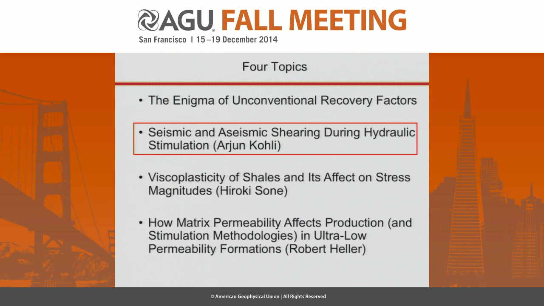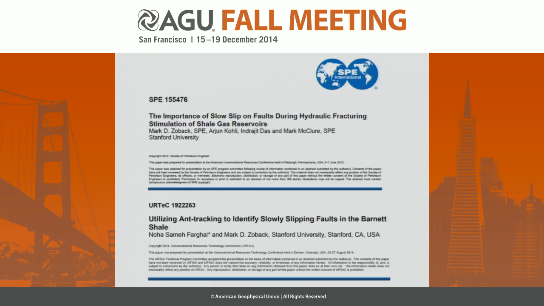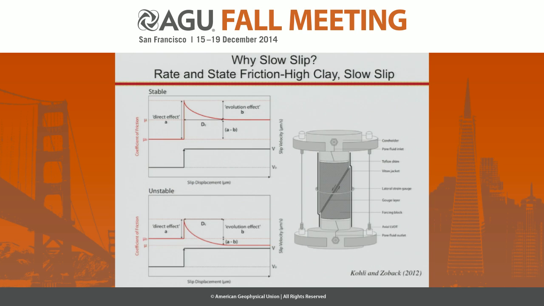So let's talk about seismic and aseismic shearing during hydraulic fracturing. And we've been talking about this for a few years, and we've put a couple of papers in sort of petroleum meetings related to it. And you can basically understand why we're arguing that there's a lot of slowly slipping faults. There's more shear deformation occurring than we're aware of, because when these shear events occur, they are in fact not propagating at something close to the shear velocity. They are not emanating seismic waves, and they're in fact slow slip.